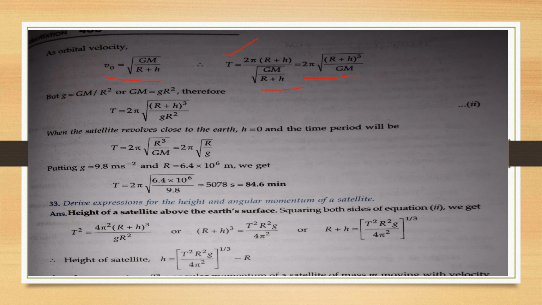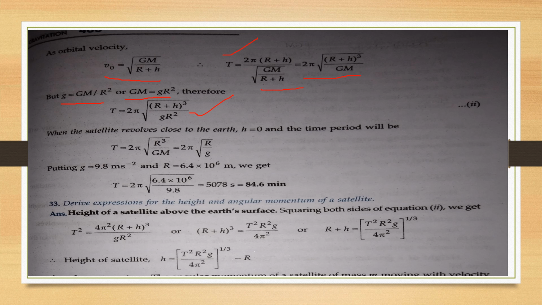And we are aware of the formula for the acceleration due to gravity on the Earth's surface. g is equal to GM divided by R square. Again rearrange the terms and get the value of GM, put the value of GM, and we get the equation T is equal to 2 pi under root of (r plus h) whole cube divided by gR square.